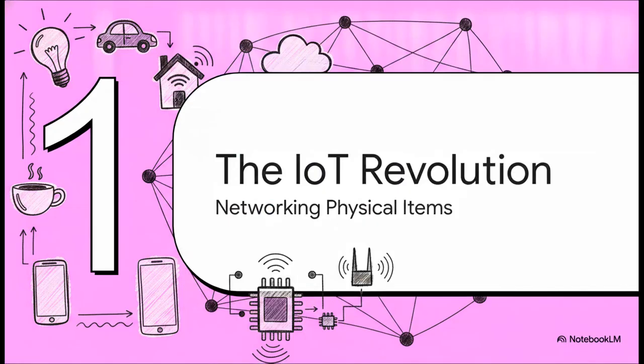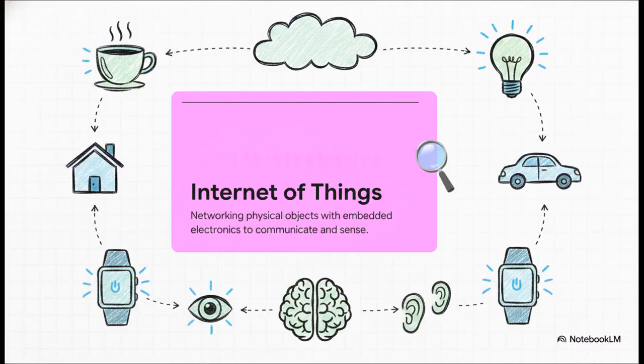Section 1, the IoT revolution. Let's start with a foundational concept just to get us all on the exact same page before we start playing with the hardware. So, the Internet of Things is really all about the networking of physical objects that contain embedded electronics. The absolutely crucial point here is that we are giving everyday physical objects the ability to literally feel the world around them and then communicate those feelings. We are basically taking a dumb environment and giving it a nervous system.